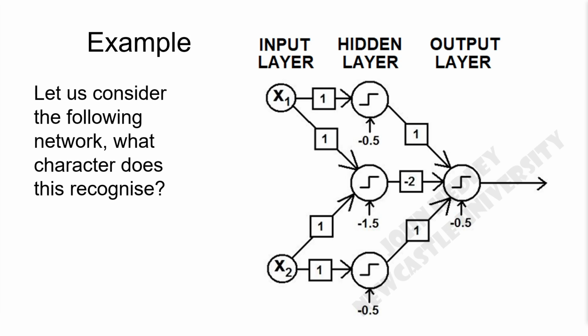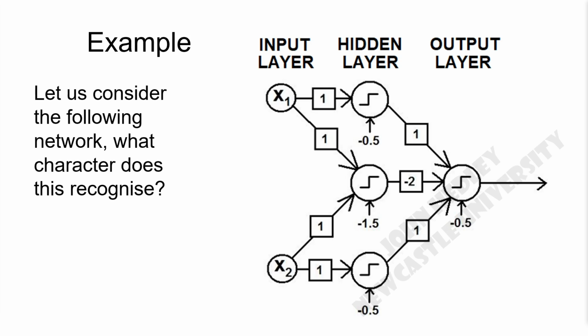For neuron 3, the input is x2, which is 0 times 1 minus 0.5, which is minus 0.5, so the output is 0. For our final neuron, the 3 prior neurons had outputs of 1, 0, 0 respectively, so our input into this neuron is 1 times 1 plus 0 times minus 2 plus 0 times 1, which equals plus 1, so our final output is 1.